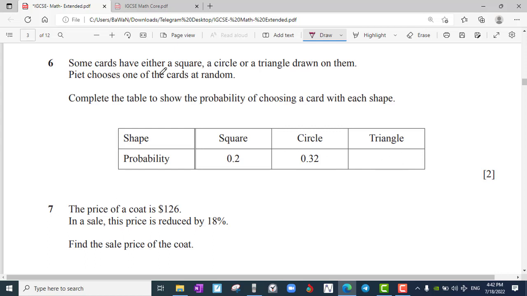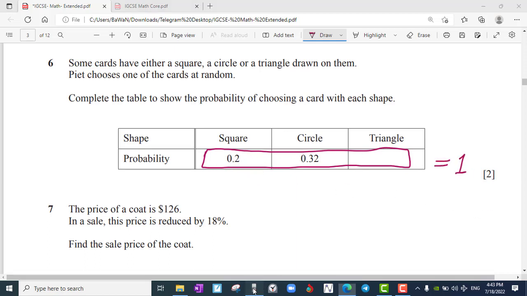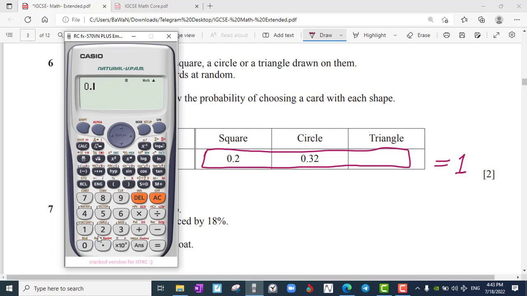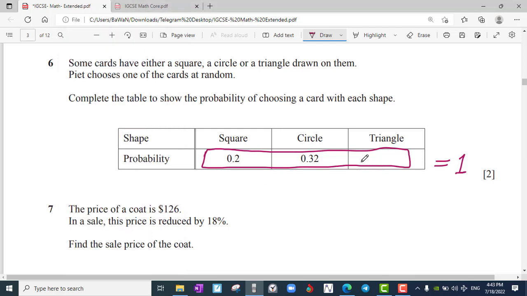Okay, the options we have are only square, circle, triangle. There is nothing else. That's why these probabilities must add up to 1. Now we know 2 of them. We can easily find the third one. Let's add them. 0.2 plus 0.32 is equal to 0.52, and then 1 minus 0.52 is 0.48, so triangle is 0.48.